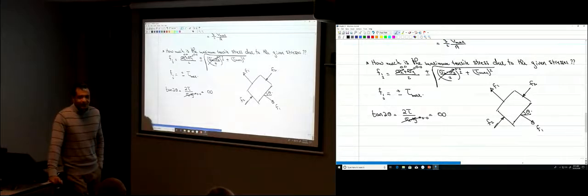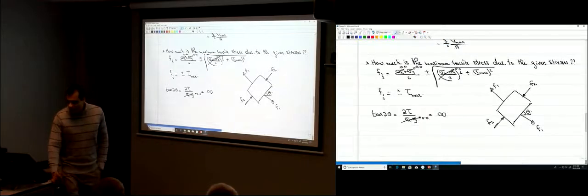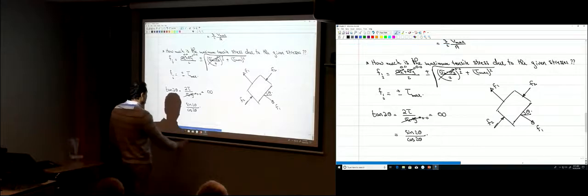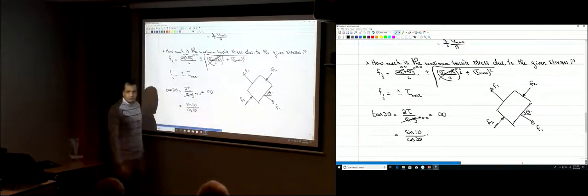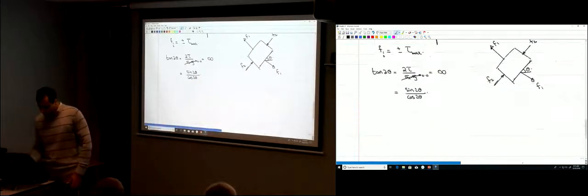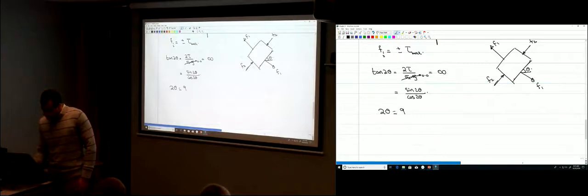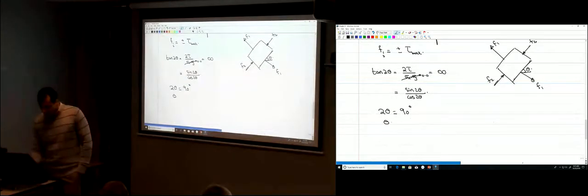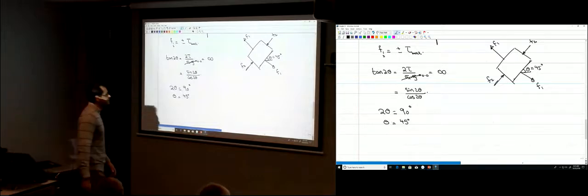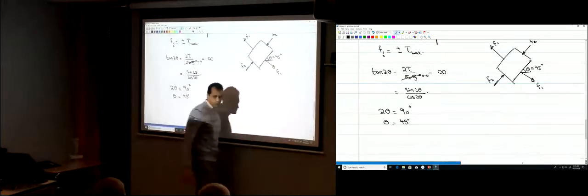Just use your calculator. Tan is sine 2 theta divided by cosine 2 theta. So you need to find an angle where the cosine is 0 and the sine is a number. What's the angle whose cosine is 0? 90. So that means that 2 theta is 90 degrees. So theta is how much? 45 degrees. So this maximum tensile and compressive stress happens at an angle of 45 degrees.